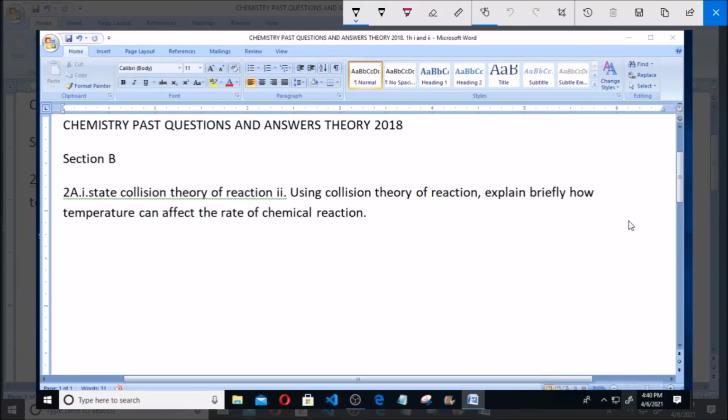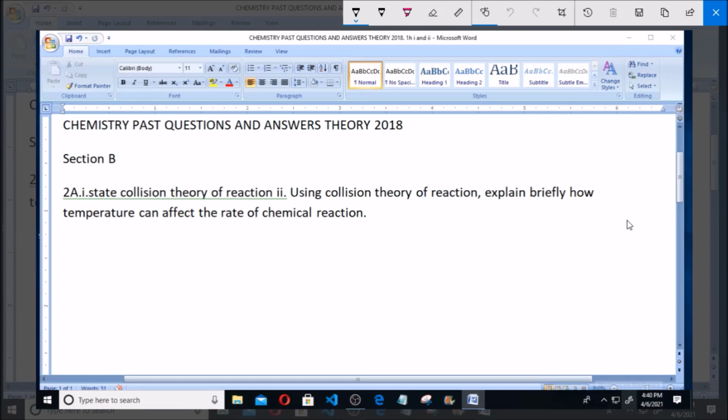Hello, welcome to Chemistry Past Questions and Answer Theory 2018, Section B, Number 2A, Roman Figure 1: State the collision theory of reaction. Roman Figure 2: Using collision theory of reaction, explain briefly how temperature can affect the rate of chemical reaction. Now to the answers. Number 2A, Roman Figure 1.